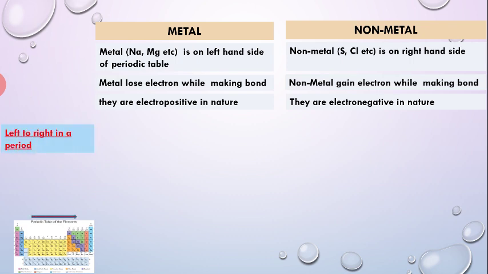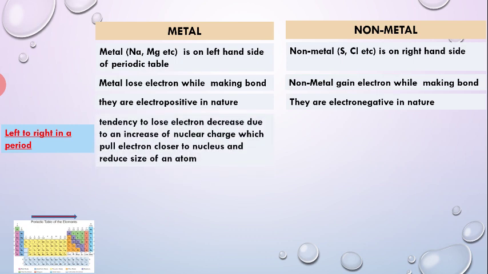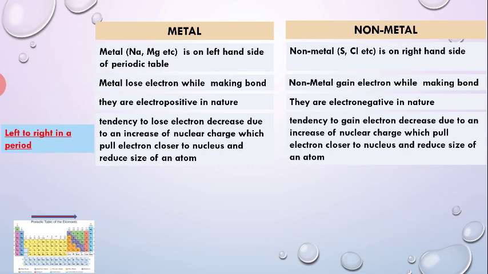Left to right in a period, what happens to the metal and non-metal? The tendency to lose electrons decreases as we move from left to right, because there is an increase in nuclear charge, and as nuclear charge increases, the ability to lose electrons is reduced because of the electrostatic attraction. As we move from left to right for non-metals, the tendency to gain electrons increases because the nuclear charge has increased, meaning it is more positive and has more power to attract the negative electrons.